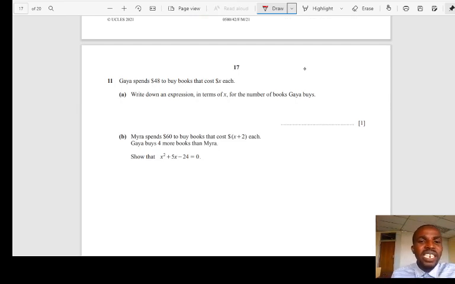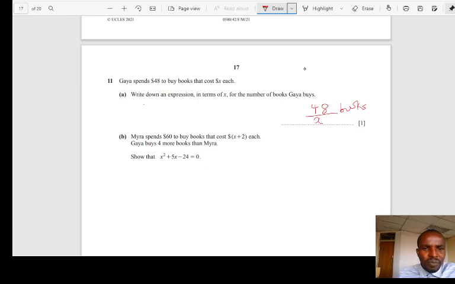Next, Gaia spends $48 to buy books that cost x dollars each. Write down an expression in terms of x for the number of books Gaia buys. So what will be the expression here? The 48 was the amount spent. So the answer is 48 divided by the cost per book. So these are the books that this person bought.